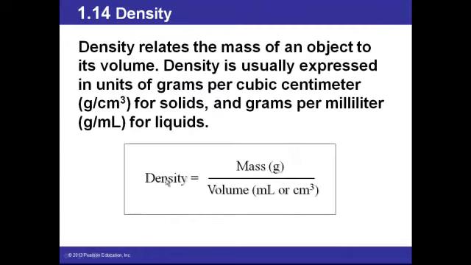So density can be written as an equation. It's going to be written as mass in grams over the volume, and the volume is going to be represented as either a milliliter or a centimeter cubed. So you remember these two units are equivalent to one another. 1 milliliter equals 1 centimeter cubed. So you can write this in either unit and you don't have to do any conversions between them.